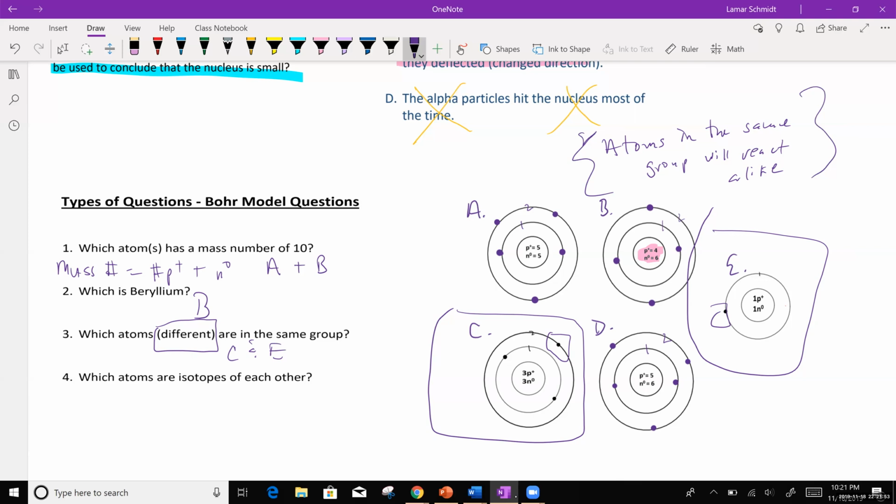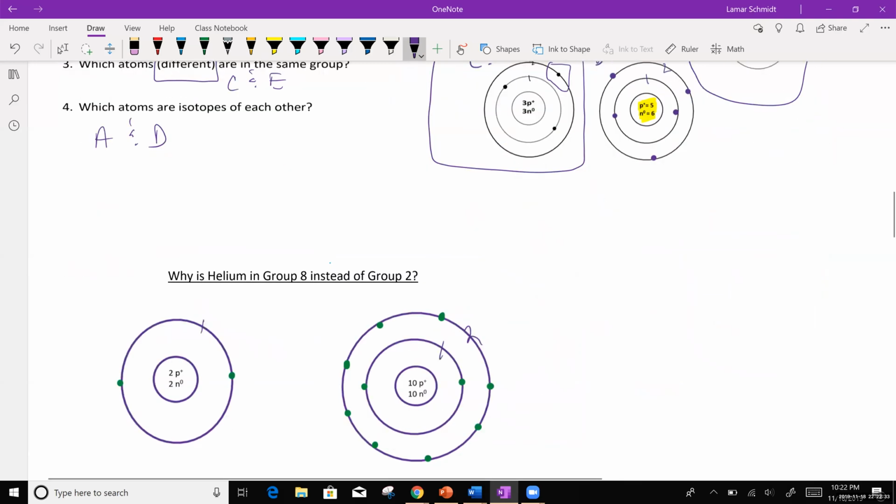Okay, let's look at number 4: which atoms are isotopes of one another? Well, isotopes are atoms of the same element. Which 2 of these are atoms of the same element? Choice A has 5 protons. Choice D has 5 protons. They're both atoms of the same element, so they are isotopes. I don't even need to know what that element is. I know they're isotopes because they both have 5 protons. They're the same element. So that would be choice A and D. Okay.